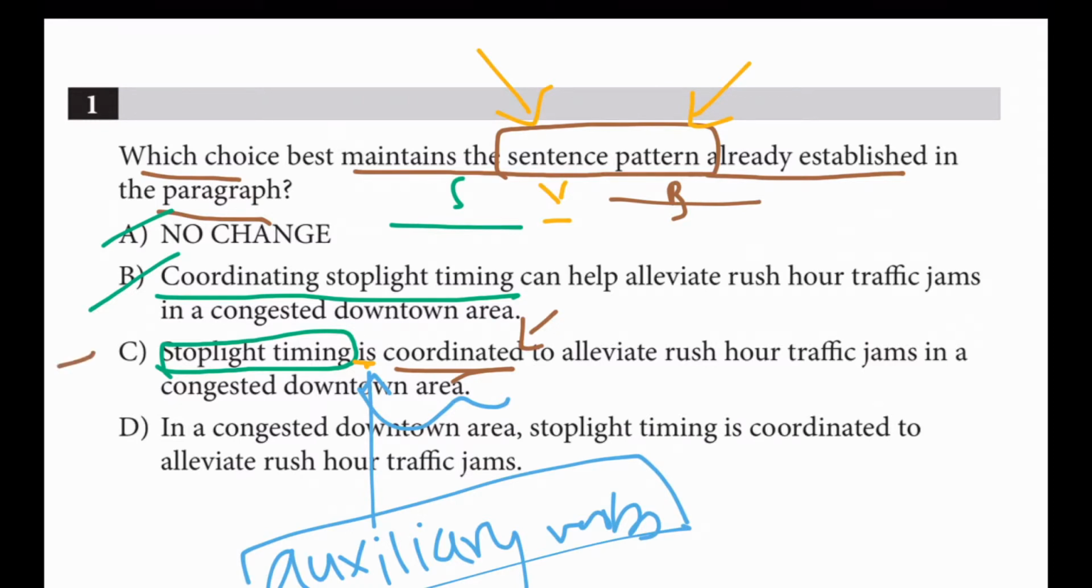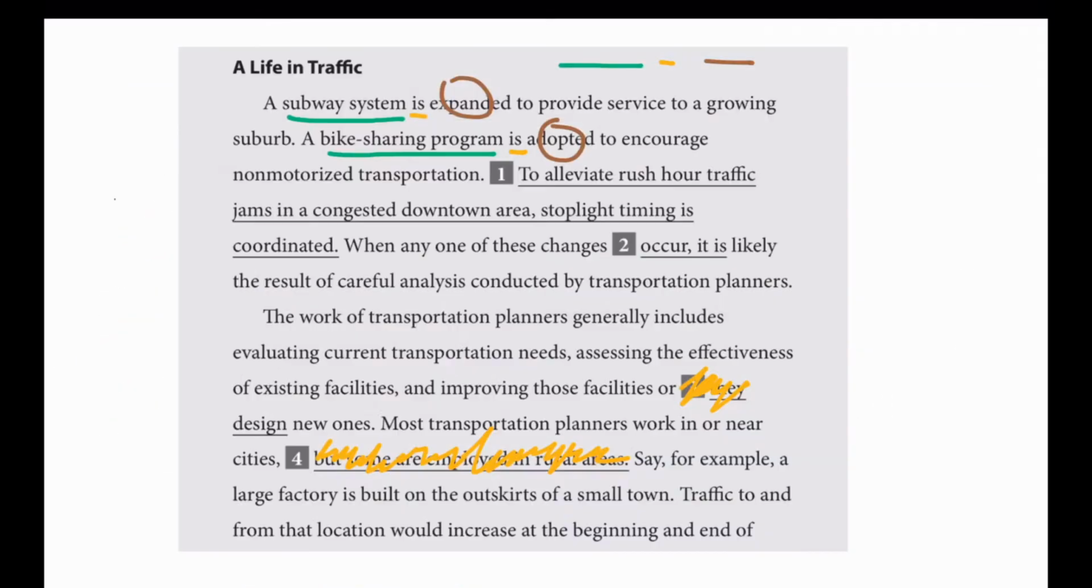So C does look like a likely option. Now let's look at D. In a congested downtown area, where already off the bat we know this is not correct. So C must be the answer, and in fact it is. Let's look at the second question.